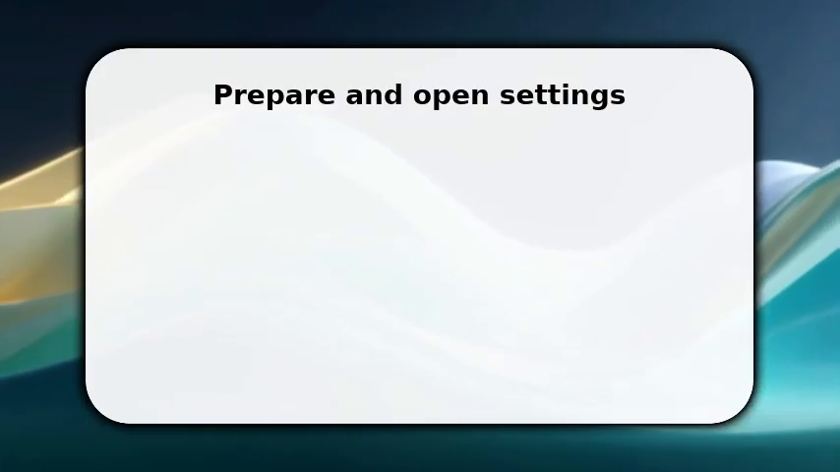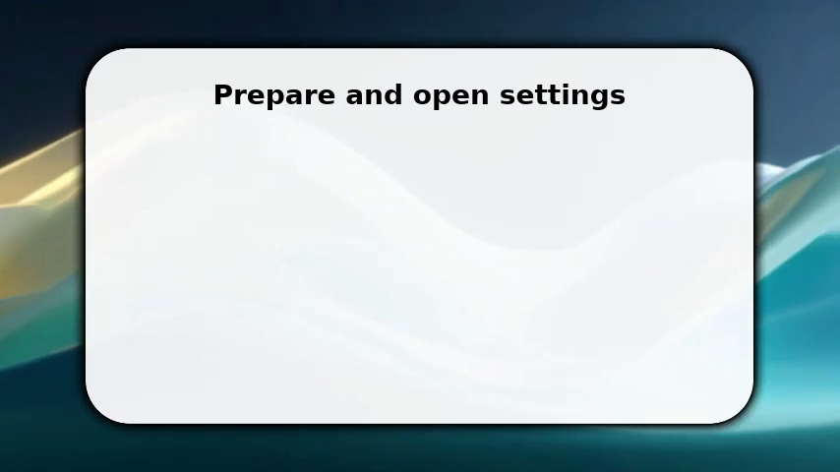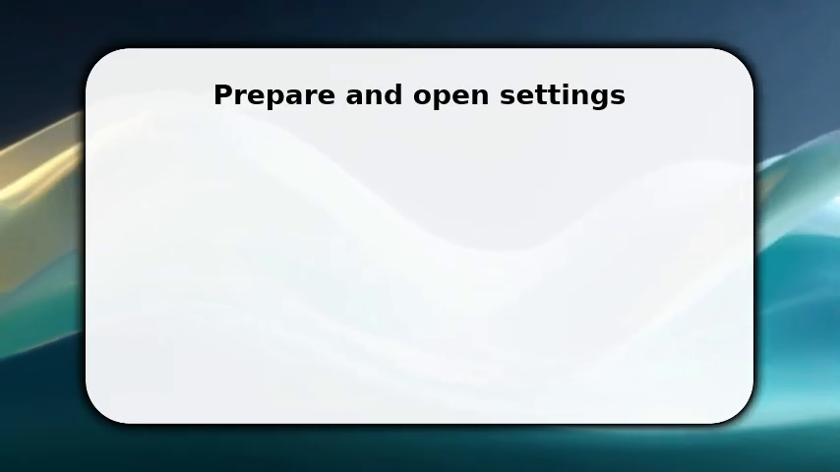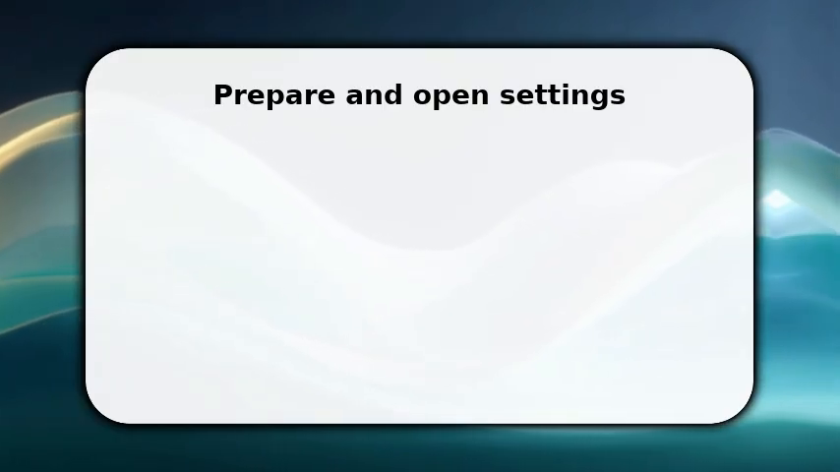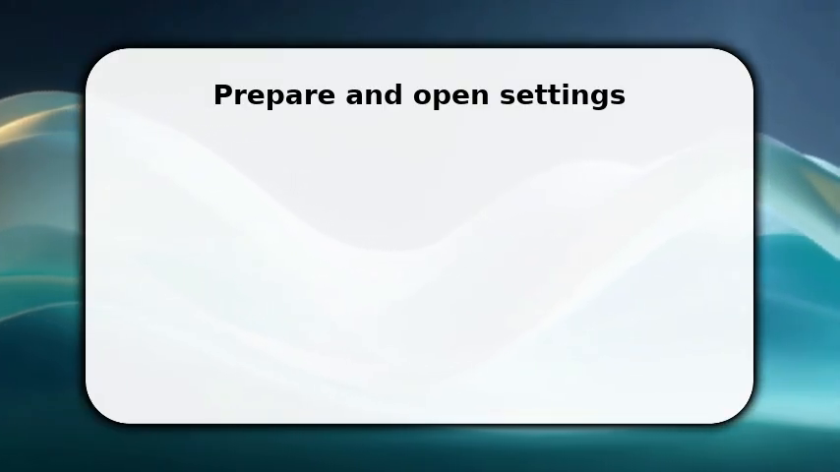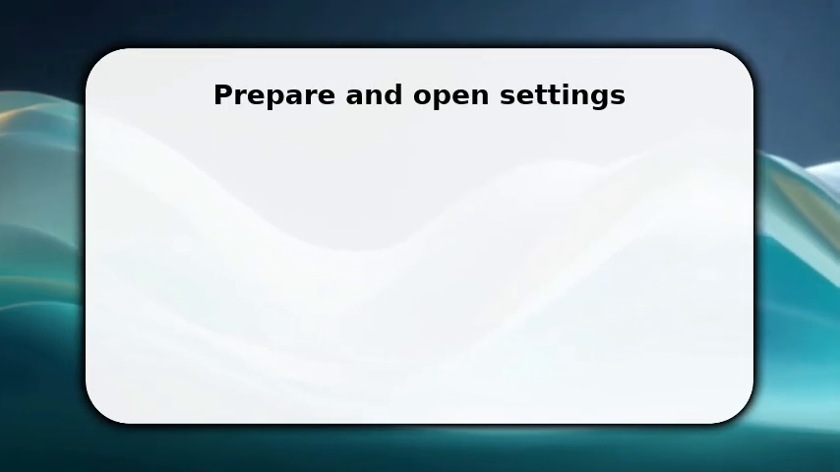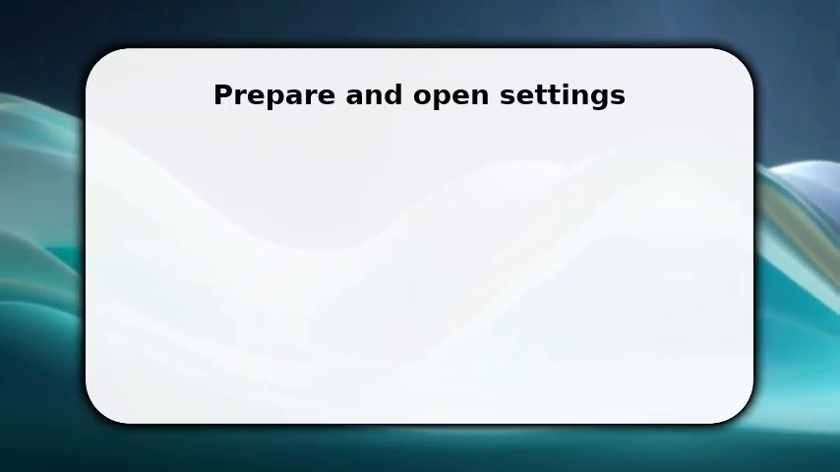You begin by getting the phone ready. Make sure it's unlocked and has enough charge. Open Settings and go straight to System or About Phone. You want the build number field. If Developer Options isn't visible, tap build number 7 times rapidly until you see a confirmation.